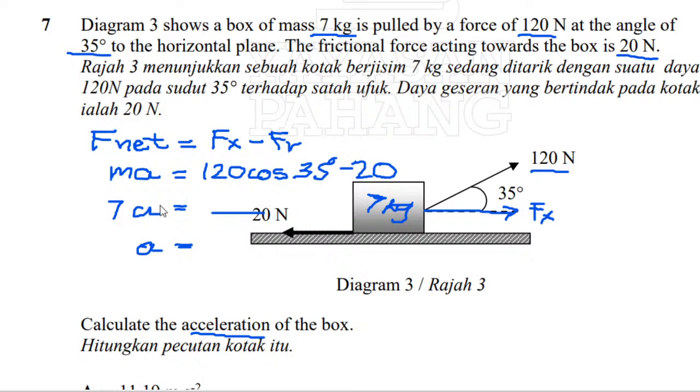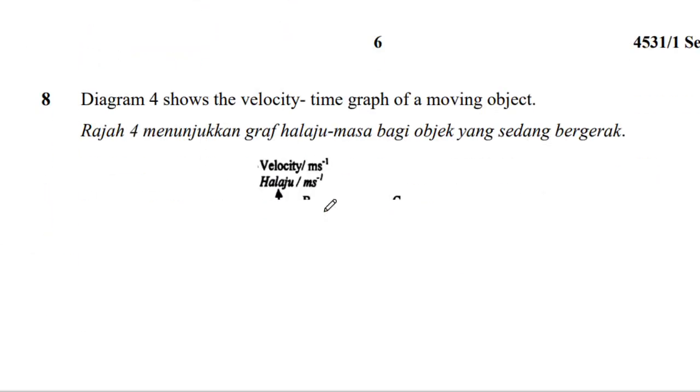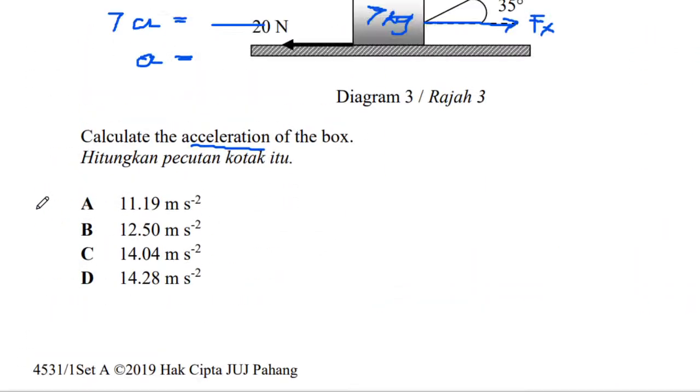Alright, 120 cos 35 is 78.298. Then you divide by 7. Yeah, you will get 11 point... Correct. So 78.298 divided by 7, that will be your answer. Can we proceed? So the answer just now, yes, they rounded off. The answer is A.